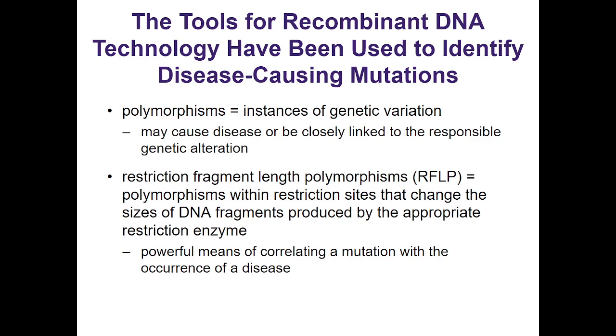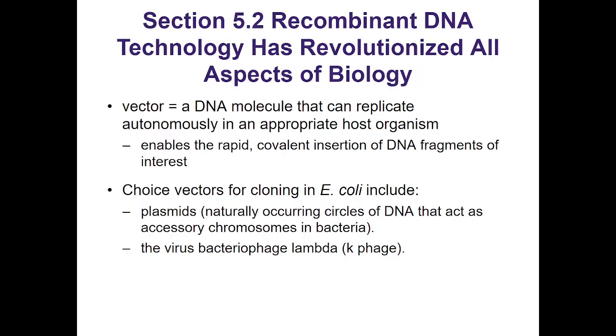Restriction fragment length polymorphisms, which are abbreviated RFLP. These are polymorphisms within the restriction sites that will change the sizes of your DNA fragments produced by the appropriate restriction enzyme. So it's a powerful means of correlating a mutation with the occurrence of a disease, because it gives you a really, really easy to detect marker, right? So our previous testing, if you have a different size, it's actually incredibly easy to detect, isn't it? Okay. Whereas if it does not change the size, it is harder to detect. We'll have to do more work, right?